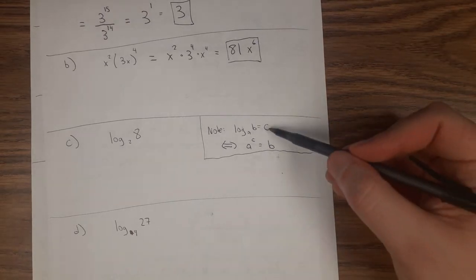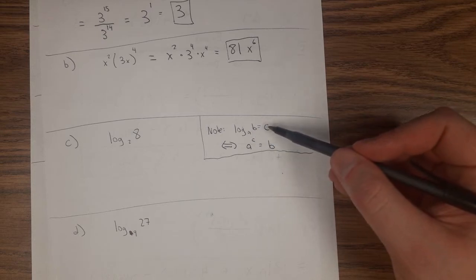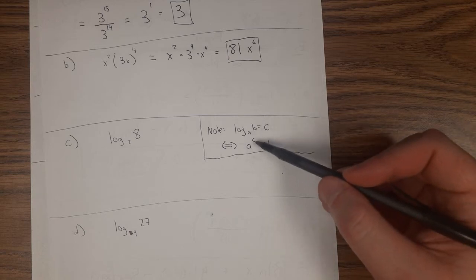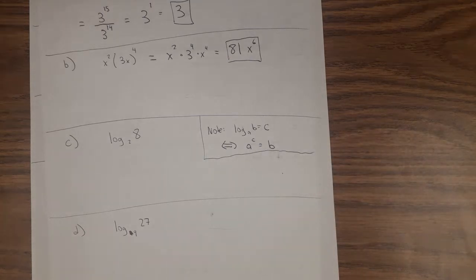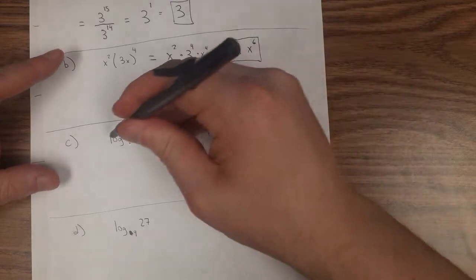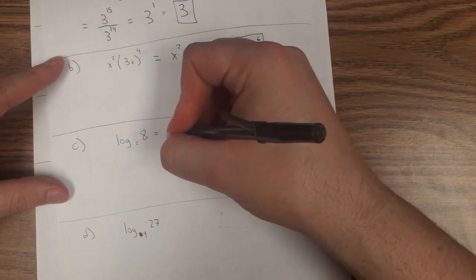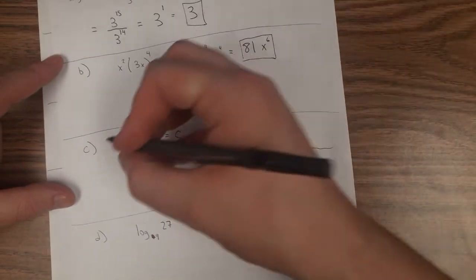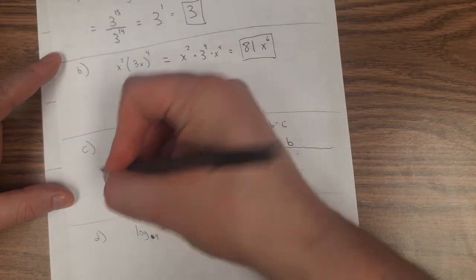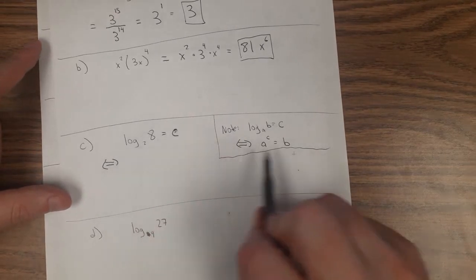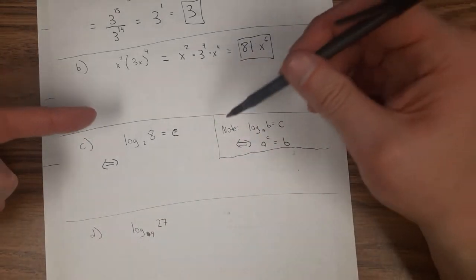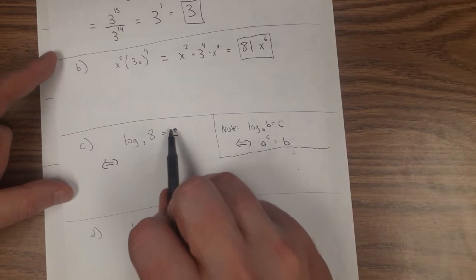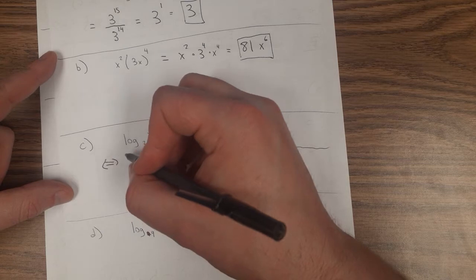In other words, c is that number that if you put it on top of the a, you will get b. In other words, a to the c power equals b. So if I want to figure out this number, I can call it c, and then convert this logarithmic statement into an exponential statement. What that means is this number to this power equals this number.